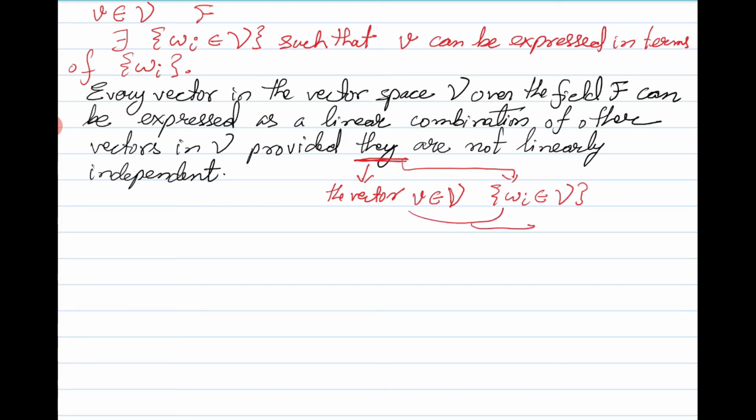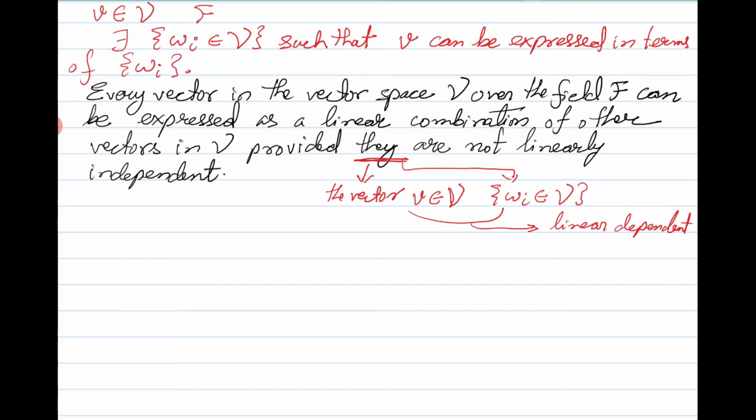These two should not be linearly independent. So the set of vectors in terms of which you want to express V, all these together should not be linearly independent. They should be linearly dependent. Only then can you express V as a linear combination of W.